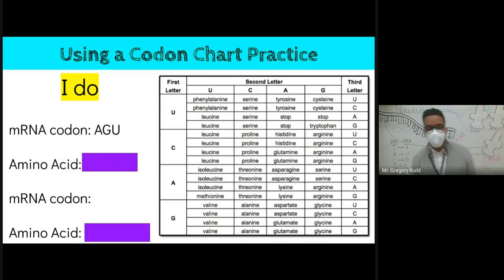Okay. So keep in mind, this is only for mRNA. That's why we have U's. We don't have T's. This is not about DNA. We've already gone through this process of transcription, so we already have the mRNA. So our first example here, I want the mRNA codon AGU. My first letter is A.